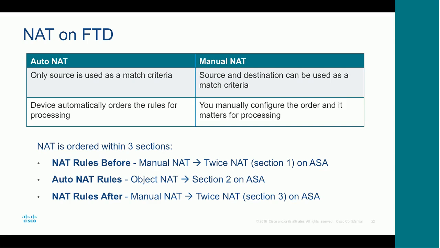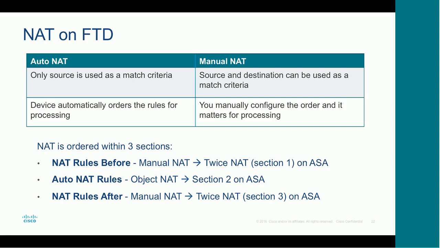NAT configuration on FTD is exactly the same as on post-8.3 ASA, where you have two ways to implement address translation, AutoNAT and manual NAT. On FTD, these rules are stored in a single table that has three sections: NAT rules before, AutoNAT rules, and NAT rules after. NAT rules before and NAT rules after sections are equivalent to twice NAT section 1 and section 3 on classic ASA, and AutoNAT rules, which is used for object NAT, is equivalent to section 2 on classic ASA.